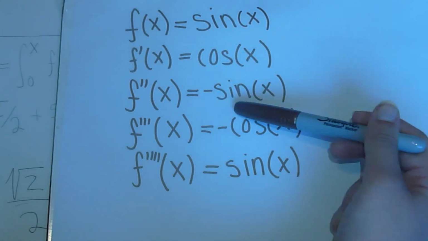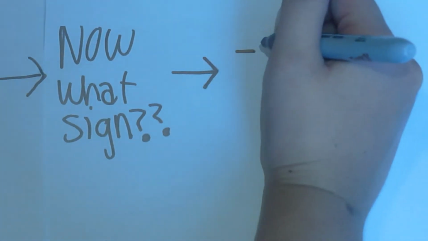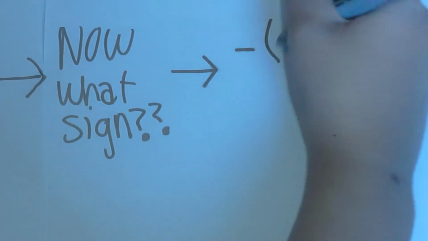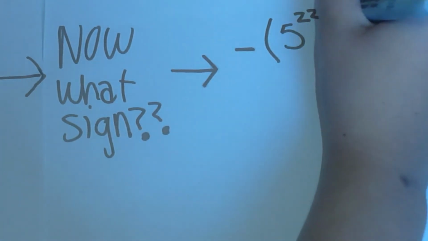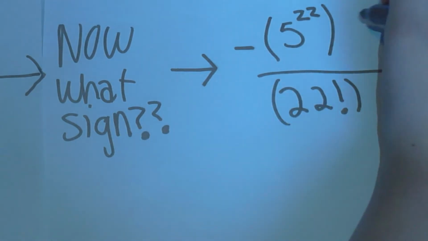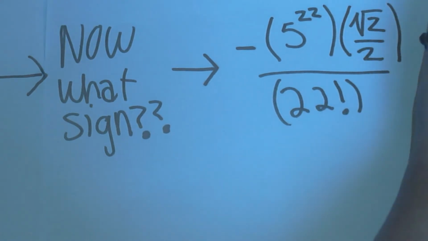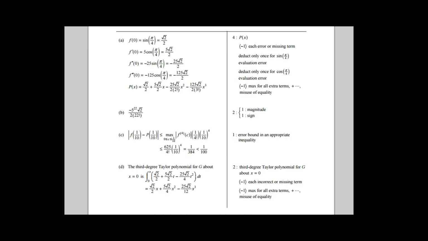22. So we find that the 22nd derivative is negative. So now we can begin to construct the 22nd term. So it will have a negative sign, like how we found from earlier, the 5 to the 22nd, the square root of 2 over 2, and the 22 factorial. So we see that 1 point was awarded for the sign and 1 point for the magnitude of the term.